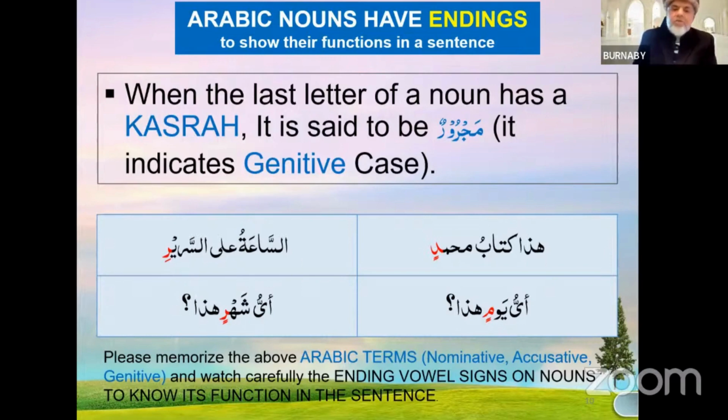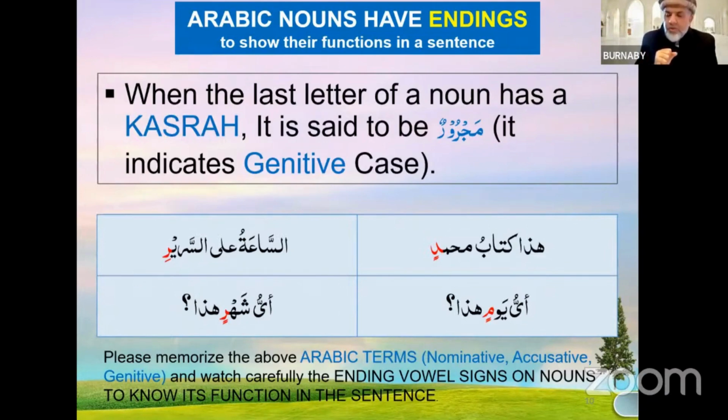Yes, majroor. And so for the kasra, there are two rules: either you see the possessor, or you see a preposition coming before it. So when the preposition is ala, is it a preposition, a harf? Harf jar. Yes, good. Now, let's look at the next sentence.